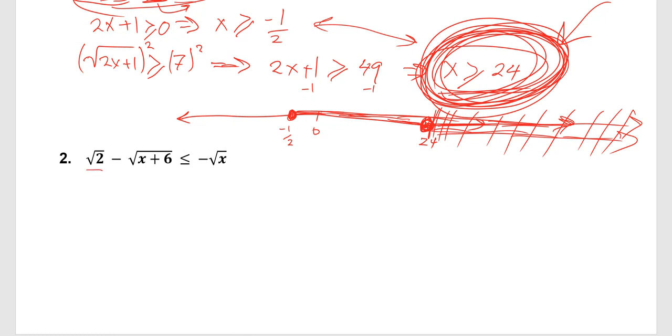Square root of 2 minus square root of x plus 6 is less than or equal to negative square root of x. So here we have two radicands, right? We have x plus 6 and we have x. So we need to test both of them to determine what makes them real. So x plus 6 greater than or equal to 0 means x has to be greater than or equal to minus 6. And x greater than or equal to 0, this radicand, means just x has to be greater than or equal to 0.